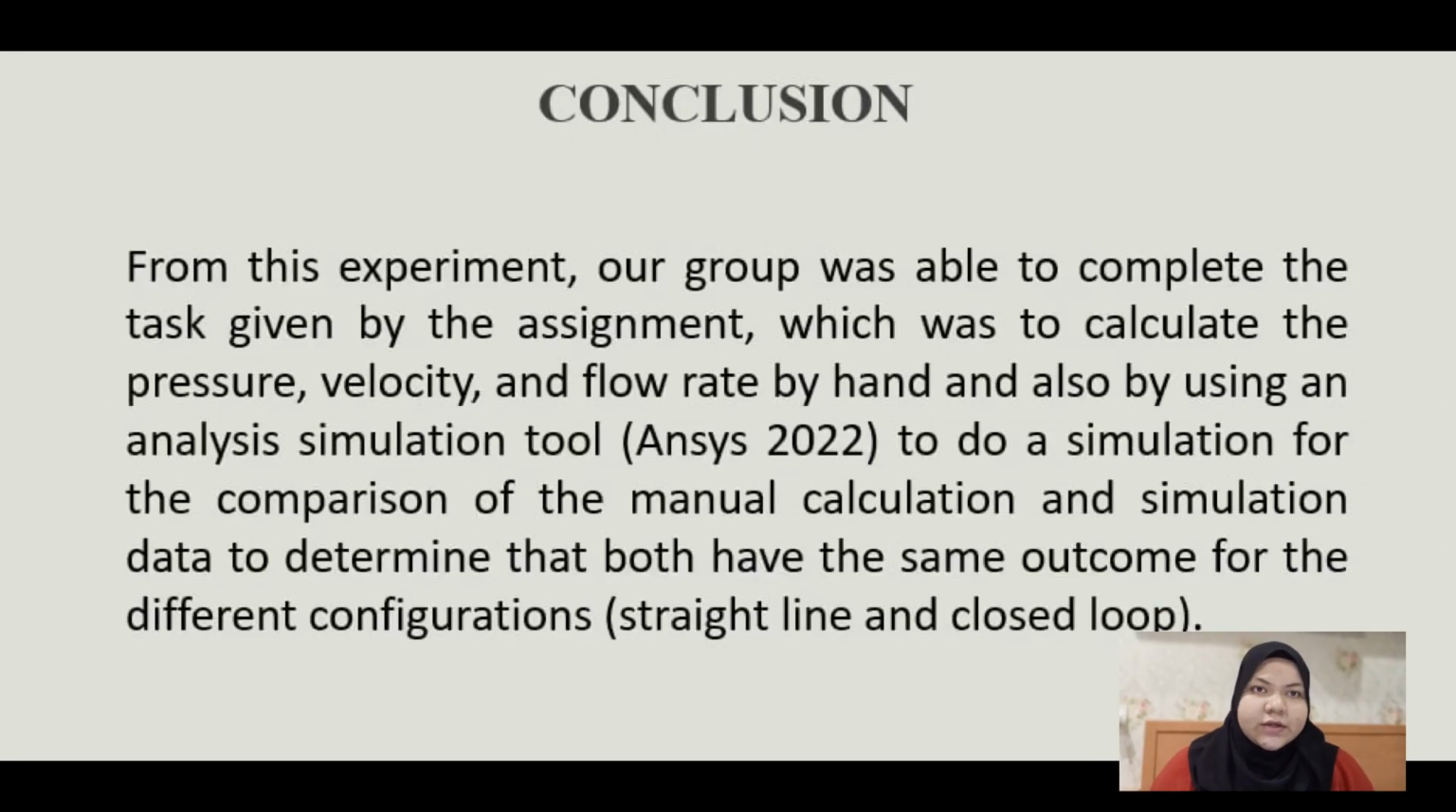Finally, conclusion. From this experiment, our group was able to complete the task given by the assignment, which was to calculate the pressure, velocity, and flow rate by hand and also by using an analysis simulation tool, ANSYS 2022, to do a simulation for comparison of the manual calculation and simulation data to determine that both have the same outcome for the different configurations, straight line and closed loop.